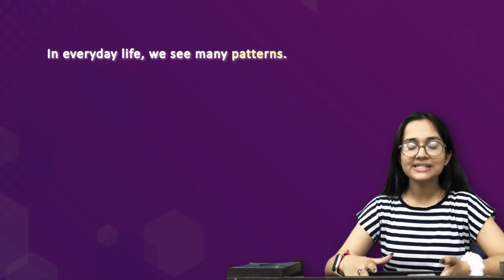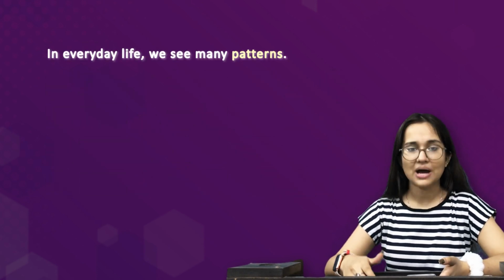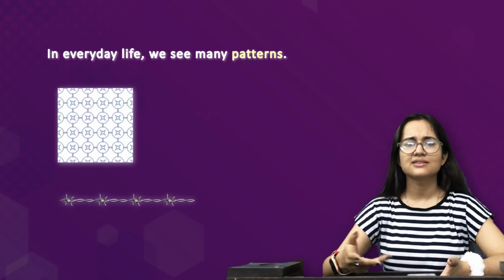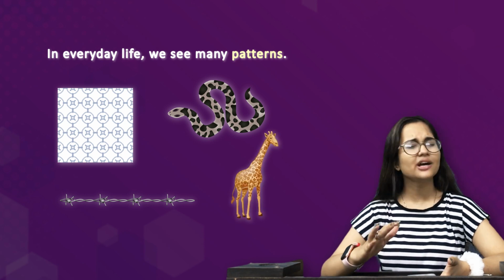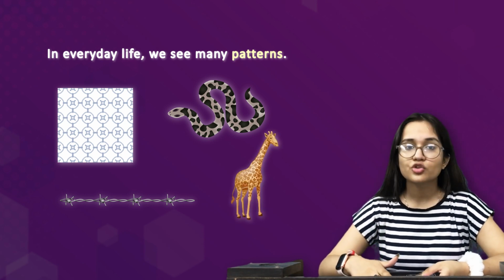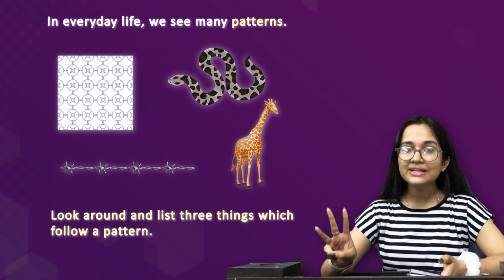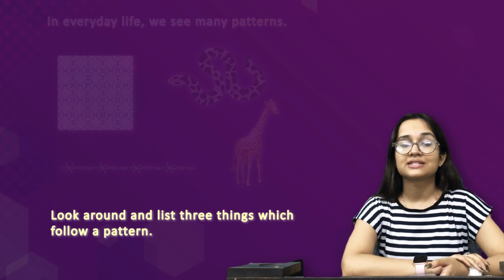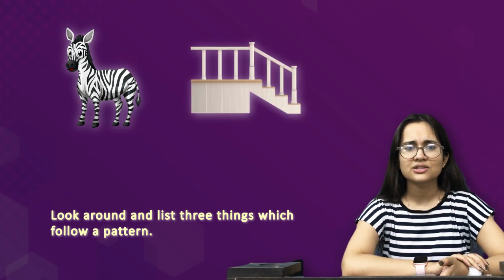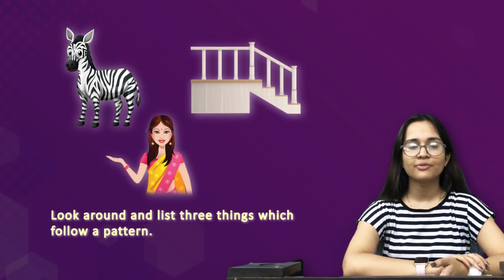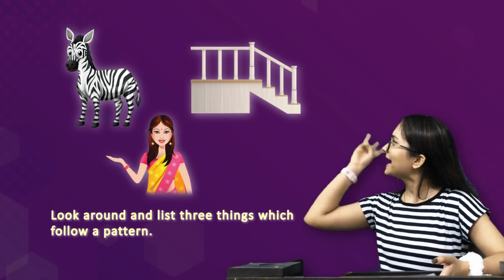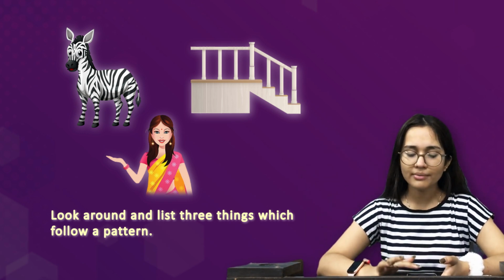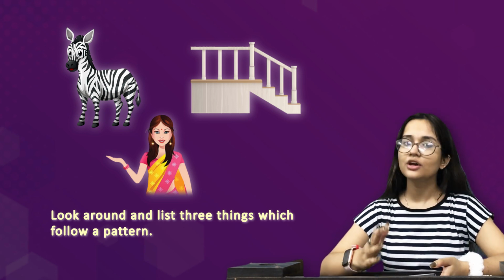It says in everyday life we see many patterns. For example, the tiles in our washroom, the bamboo wires or anything, a snake, sometimes a giraffe, and there are so many things which have patterns. So now you need to look around and tell 3 things which follow a certain kind of pattern. So you can say a zebra or the staircase or maybe your mother's sari, they all have a pattern. So you look around and type any of the 3 things which you are finding near you which are following some pattern. So this is how patterns go.